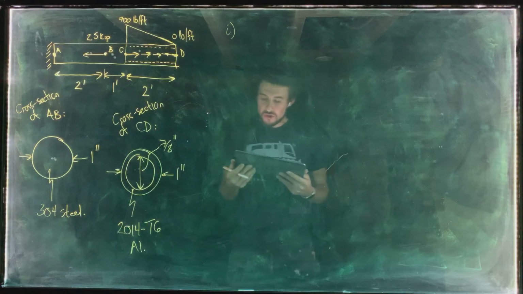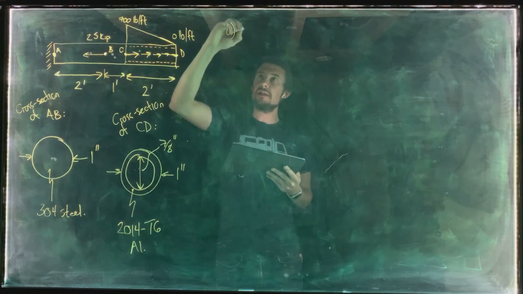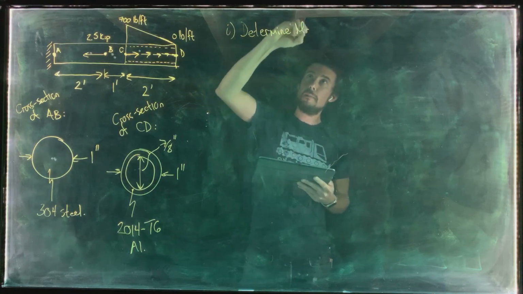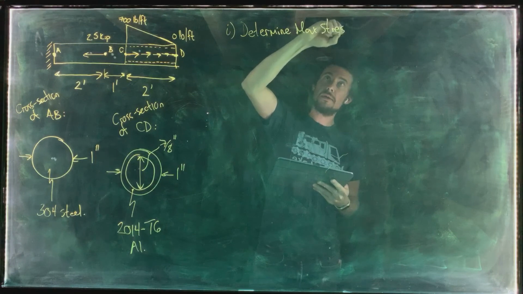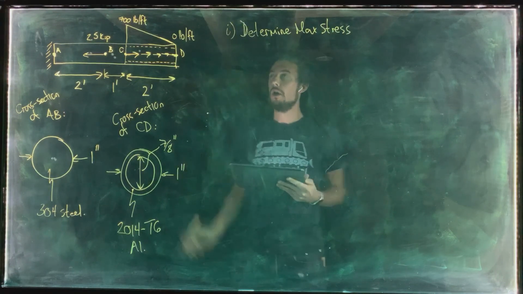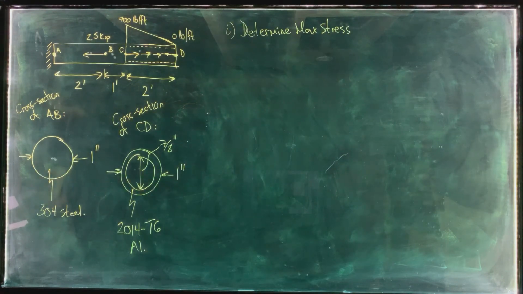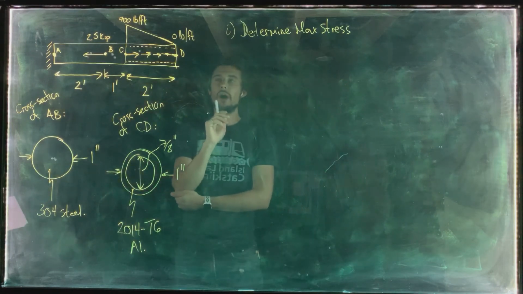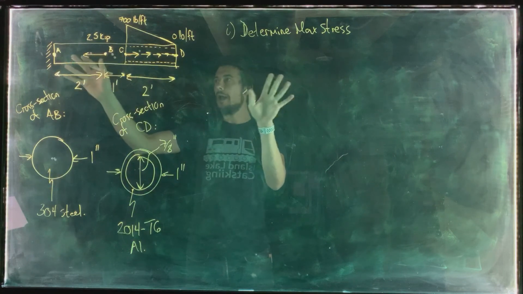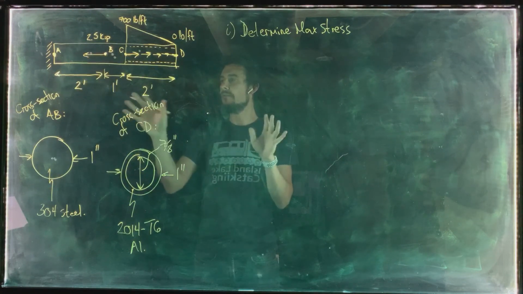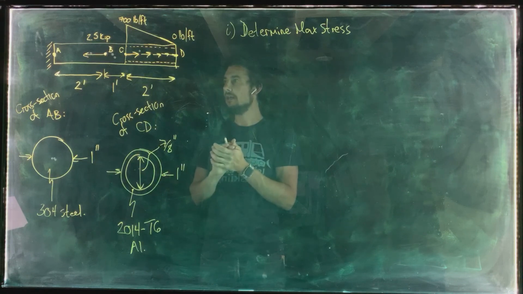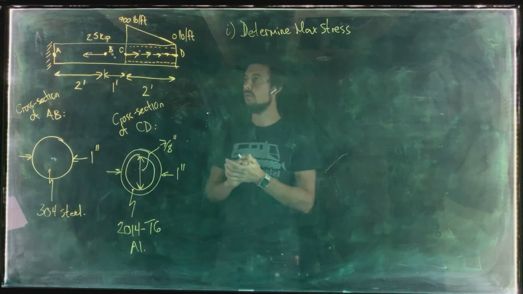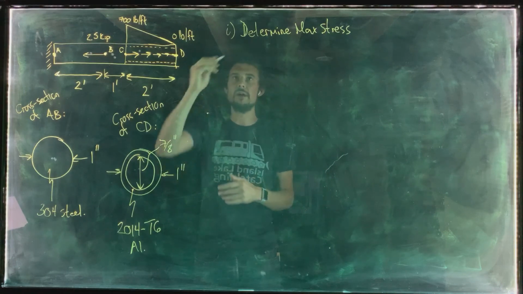Okay, so part one, we want to determine the maximum stress in the assembly. So let's do that first part there, determine the maximum stress. So first of all, there are all axial loads here. There's no loads in the vertical direction, neglecting weight, and we don't have density values for either of these materials. So we'll assume that the weight is negligible.